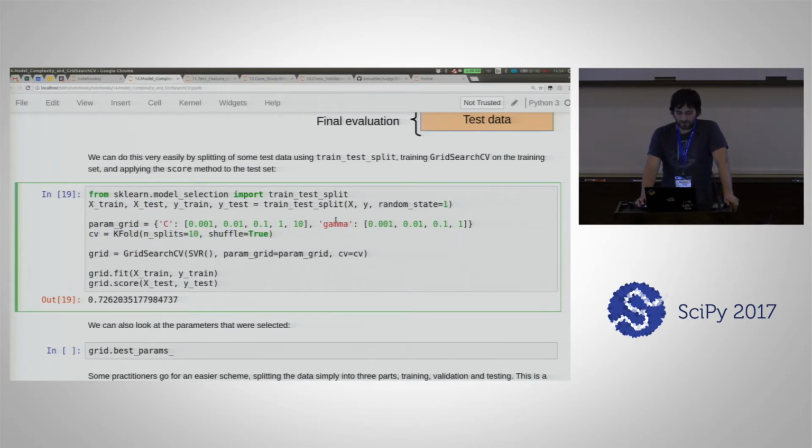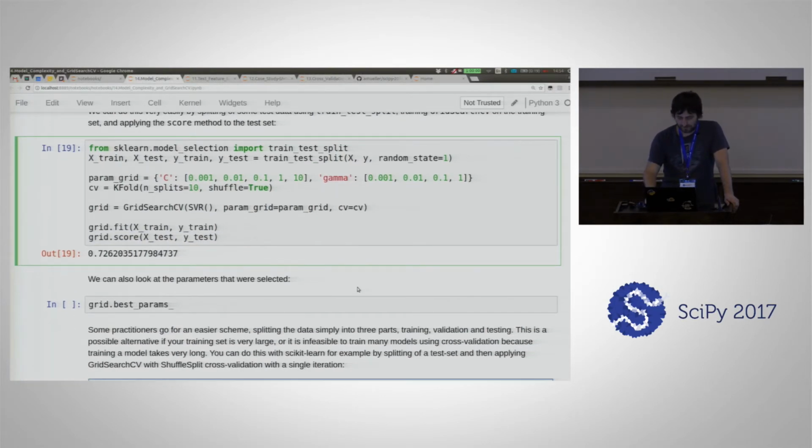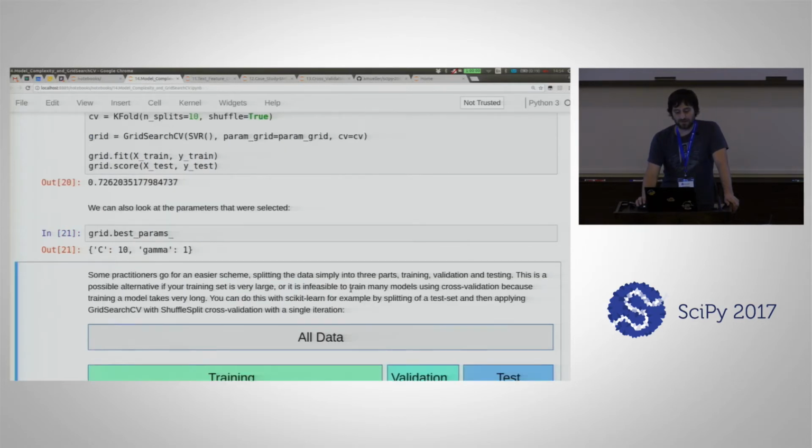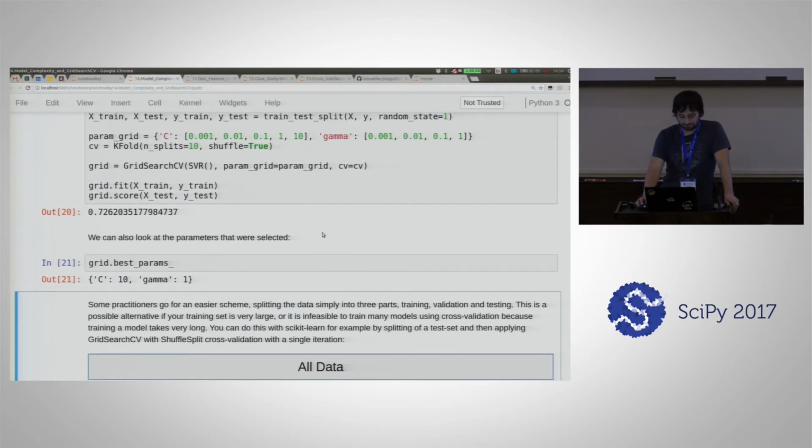So what you do, you split your data into training and test set. You define your parameter grid. You define your cross-validation if you really want to. You instantiate grid search with the model and the parameters. You fit the model on the training set. This does all the nested cross-validation parameter search. And then you do score, and score will use the model with the best parameters trained on the whole training set, and you evaluate it on the test set. And if you want, you can still look at the parameters that were selected.